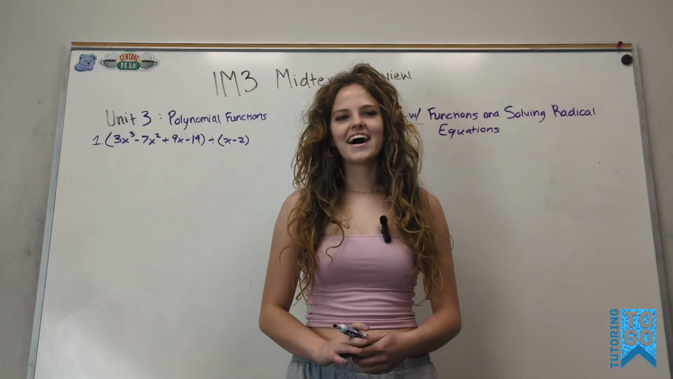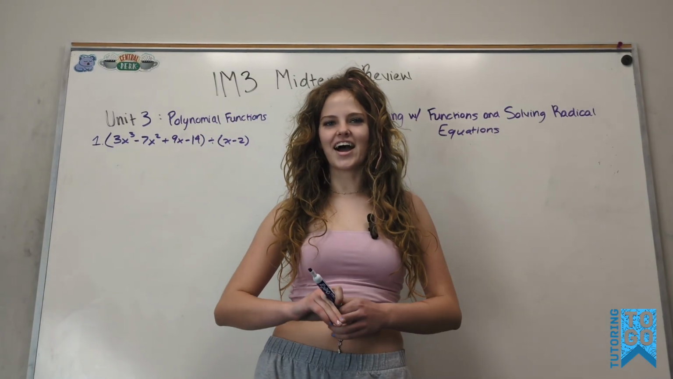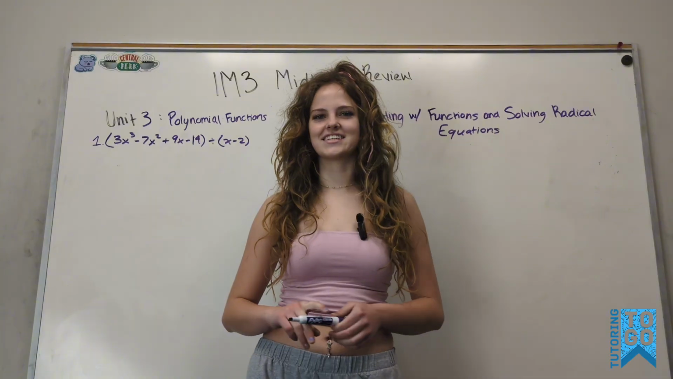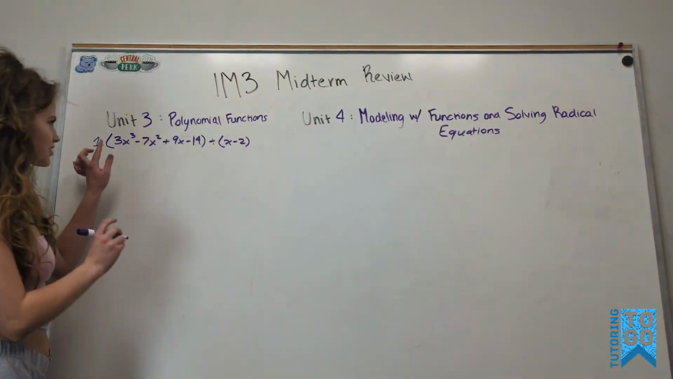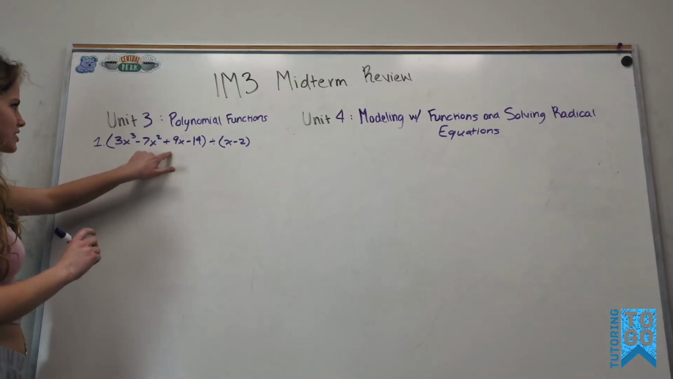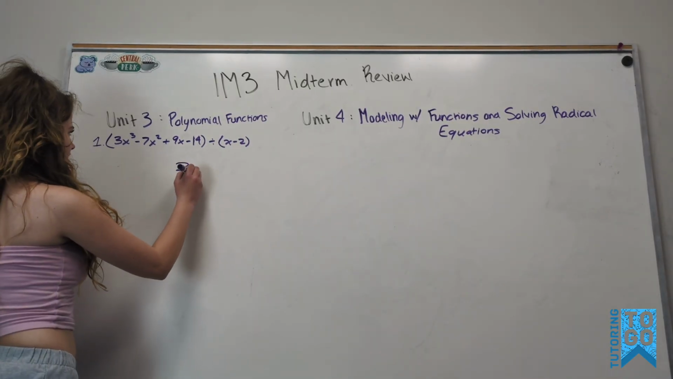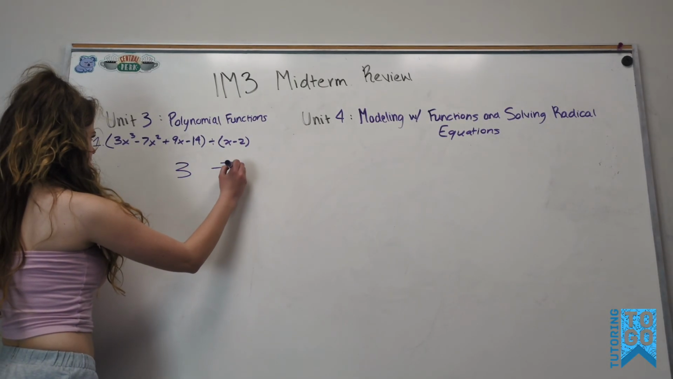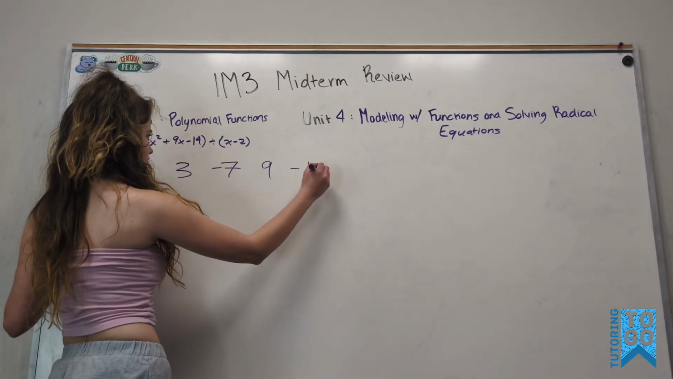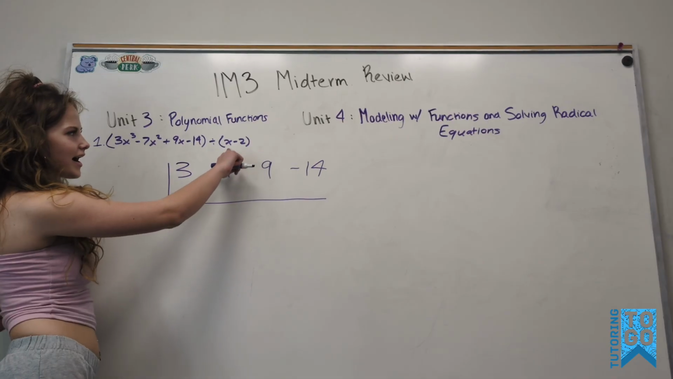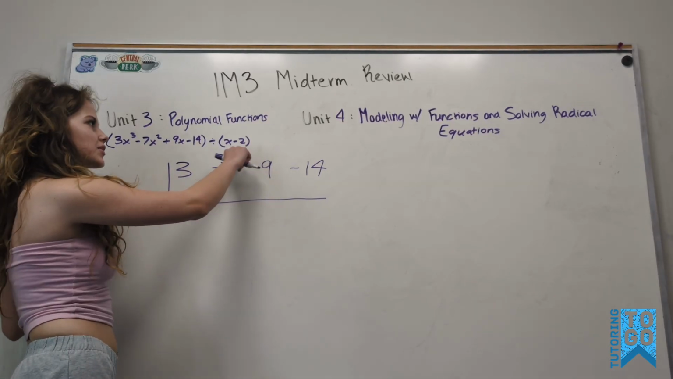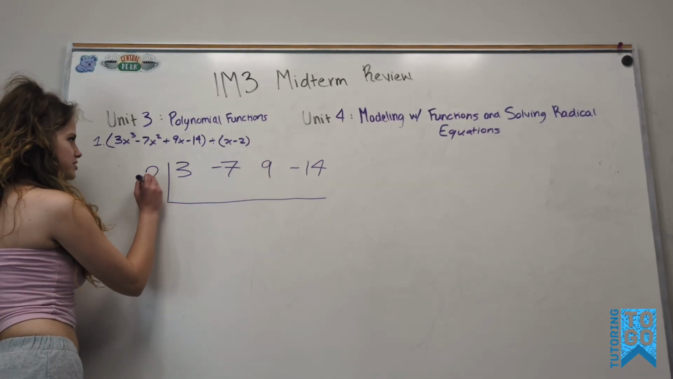Hello, I'm Francesca, and I'm going to talk about how to do synthetic division. So if we start off with this polynomial function, we're going to look at the coefficients of each of these and write it down. So 3, -7, 9, -14. And then you put a box and you're dividing it by x minus 2. So you put the root over here, so that should be 2.